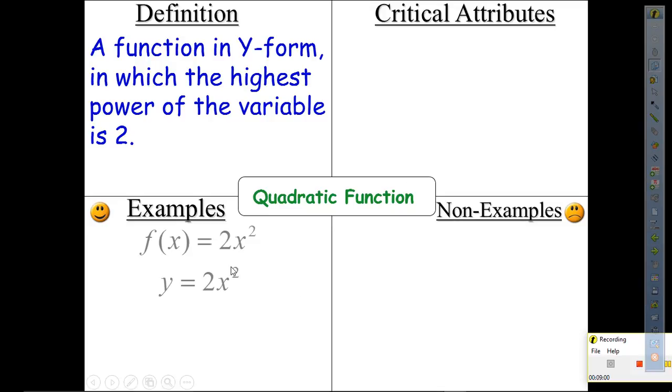Examples. Write this down. f of x equals 2x squared, and y equals 2x squared. According to the definition, it says a function in y form in which the highest power of the variable is 2. Question, is this the same as this? Yes, the only thing is, this is called what? Tell your neighbor, what is this called?